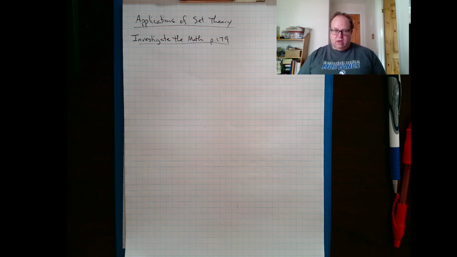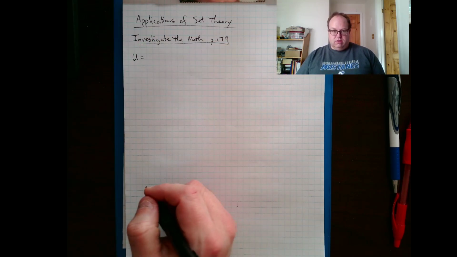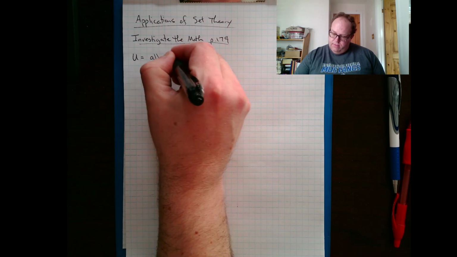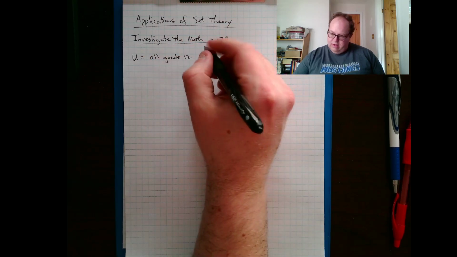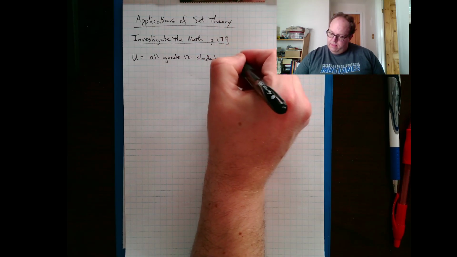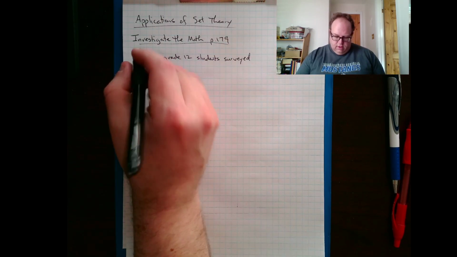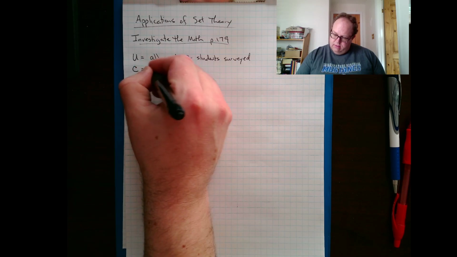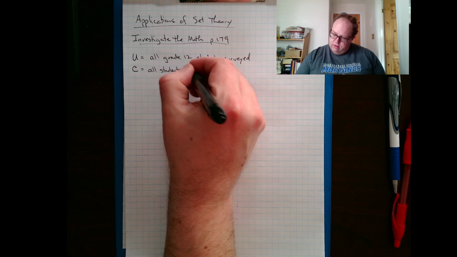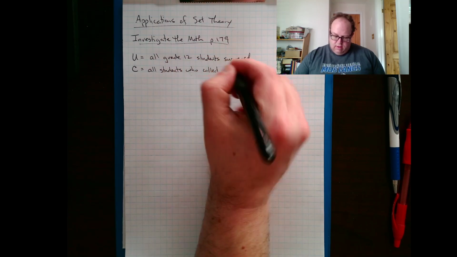So, let's talk a little bit about the different sets that are involved. U, our universal set, is all grade 12 students surveyed. I'll call C all students who called on a cell phone.